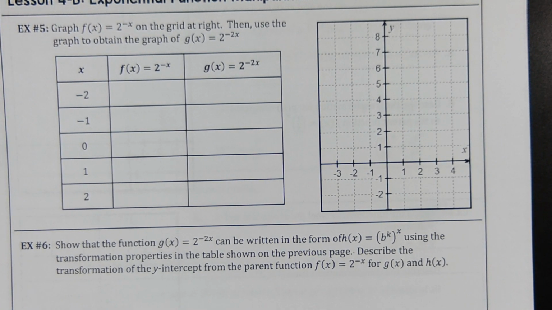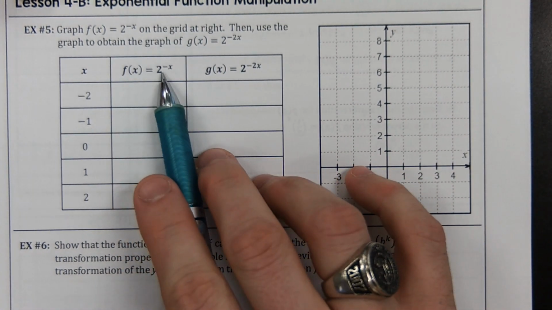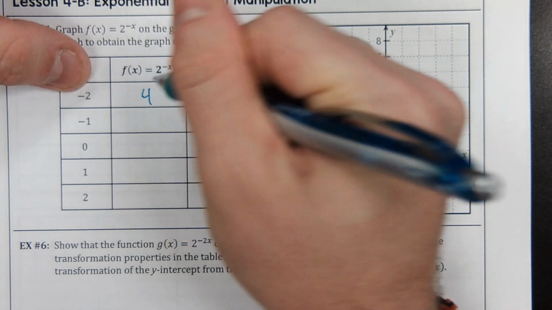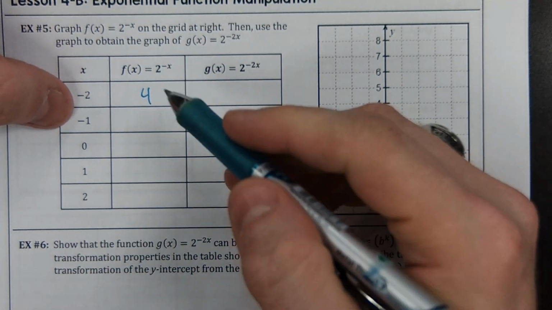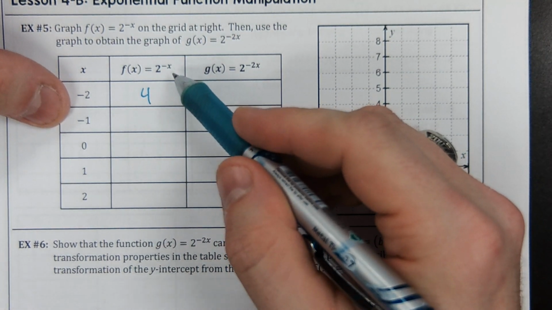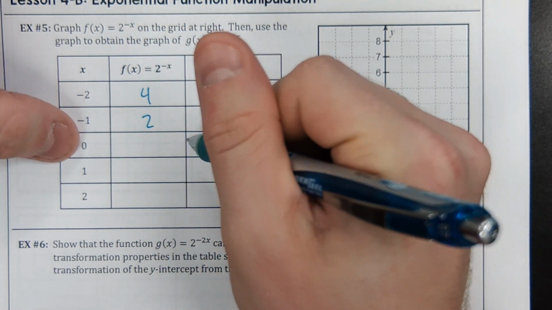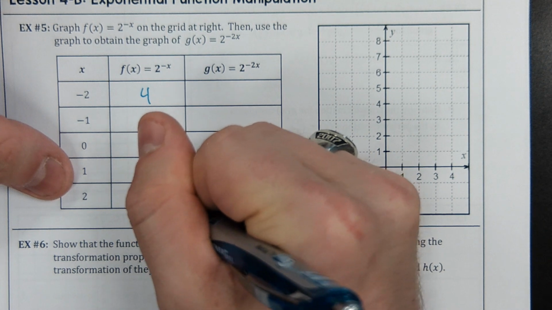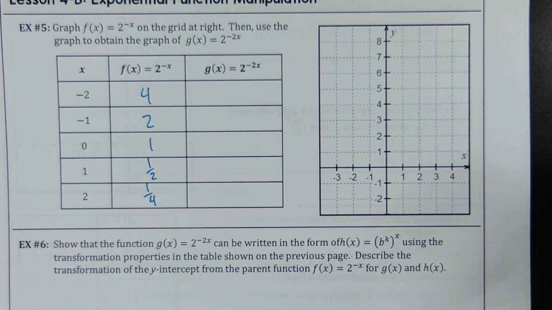Alrighty. I guess I'll just keep graphing in blue and green. All right. F of x. 2 raised to the negative negative 2. Oh, that means 2 to the 2. 4. 2 raised to the negative negative 1 means 2 raised to the 1. 2 to the 0. 2 to the negative 1. 2 to the negative 2. I think we can see what's happening there. We're just dividing by 2 each time, which is the same as multiplying by 1/2 each time.